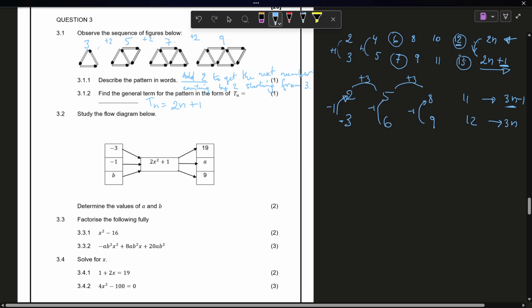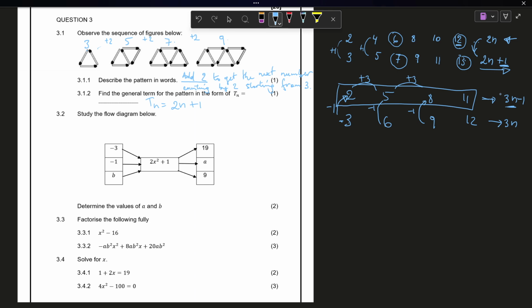So I just gave an example to find the general term of this sequence. So it's actually 3n minus 1. This is how you think about it. Okay, let's not waste much time. Let's move to the next question, 3.2.